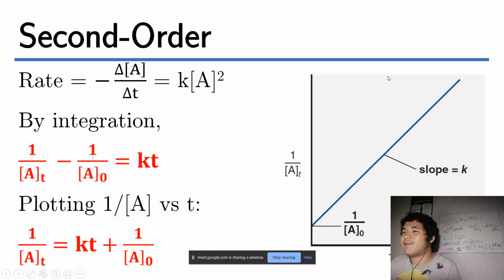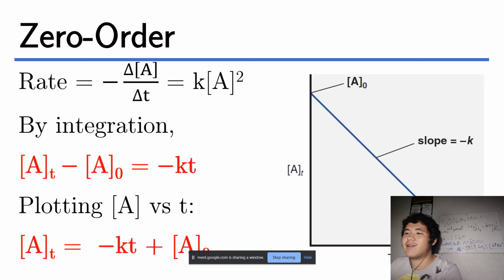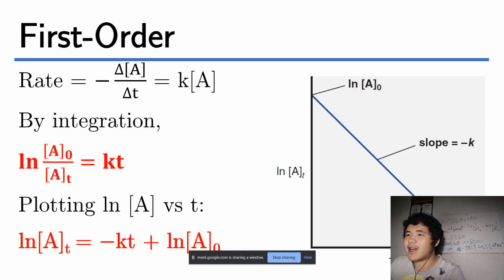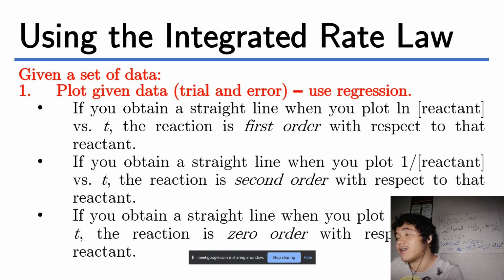So, I was saying, so pag second order, pinlot natin yung 1 over something versus time. Pag siya yung pinakamalaking R squared, pinaka-line siya. So, second order reaction. Pag naman pinlot natin, concentration versus time, and siya may pinakamalaking R squared, siya yung order ng reaction, zero order. And lastly, kapag first order, pag nagplot tayo ng ln versus time, and siya may pinakamalaking R squared, ayun, siya yung first order reaction.